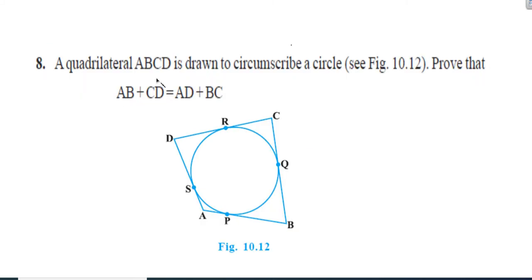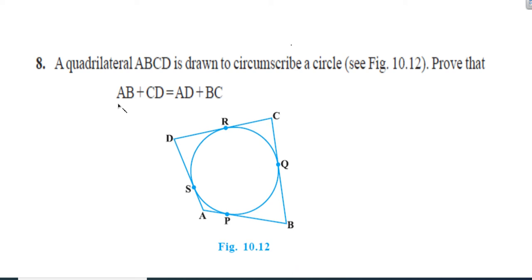A quadrilateral ABCD circumscribes a circle. Here a circle is there, and the circle touches the sides at P, Q, R and S. You have to prove AB plus CD is equal to AD plus BC.